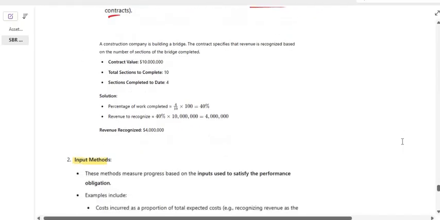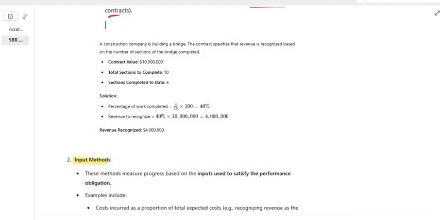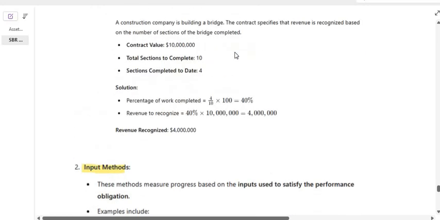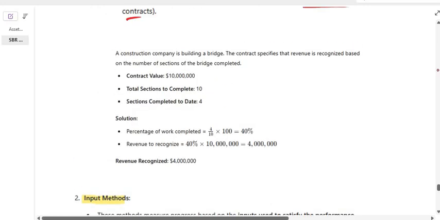If you see here, let me zoom it. Okay, here we have a construction company building a bridge. Now the contract specifies that revenue is recognized based on the number of sections of the bridge completed. So this means that they are using the output method for recognition.